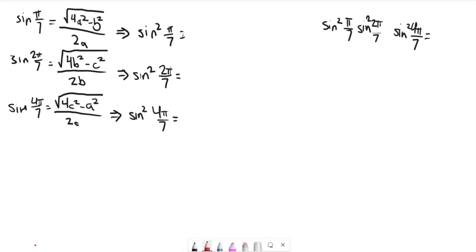Now, as you can see here, sine of pi over 7 is equal to the square root of 4a squared minus b squared over 2a. I'm going to square that, and then do the fraction reduction. So we'll get 1 minus b squared over 4a squared. Now, on the sine of 2 pi over 7, we got the square root of 4b squared minus c squared all over 2b. The analog of that squared will be 1 minus c squared over 4b squared.